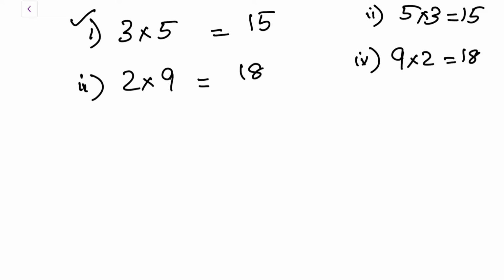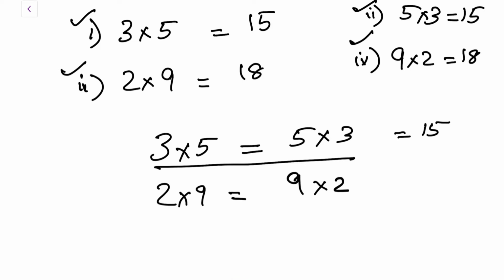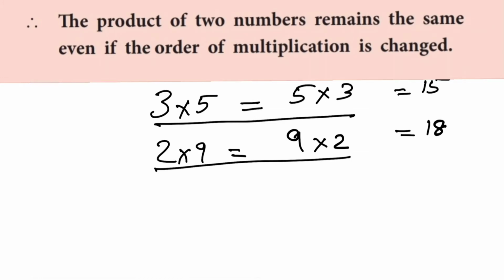Now, can you observe something from all these 4 examples? What do you observe from 1 and 2? We see that 3 into 5 is the same thing as 5 into 3, which is 15. And what do you observe from 3 and 4? 2 into 9 is the same thing as 9 into 2, which is 18. Correct? So here's a property. The product of two numbers remains the same even if the order of multiplication is changed.